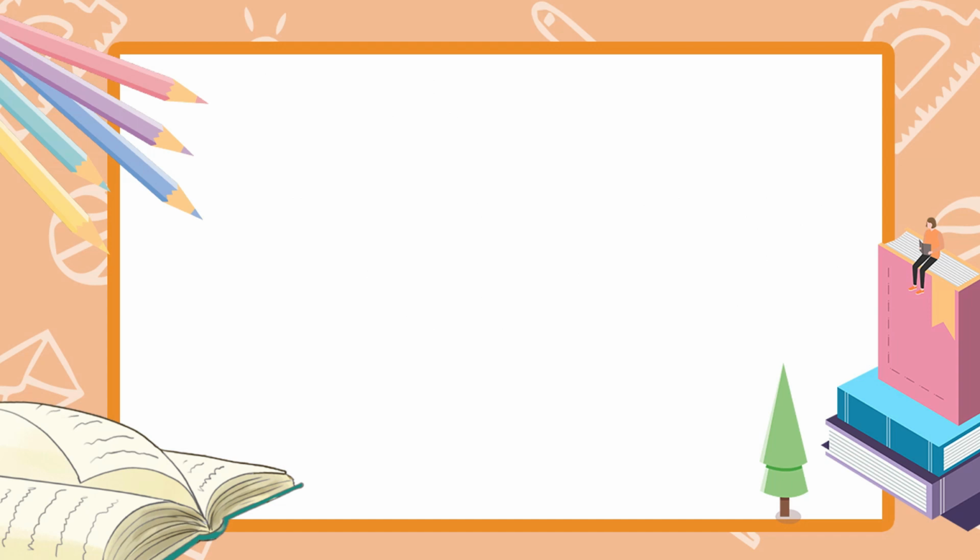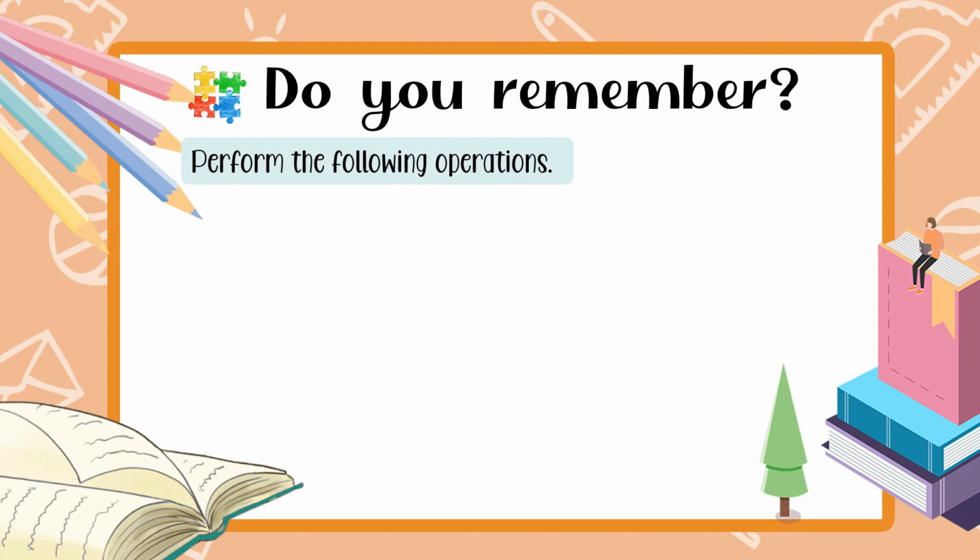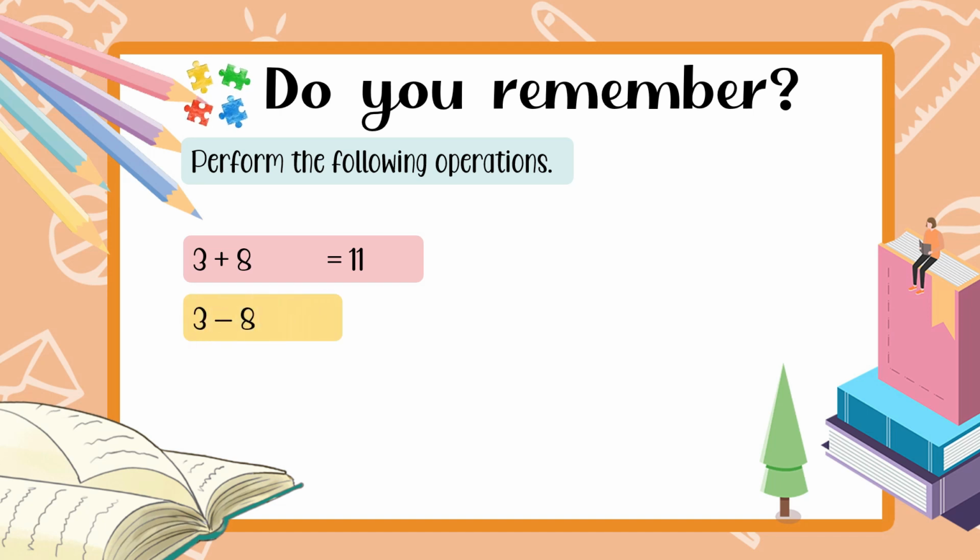But before we discuss our topic, let us have a review. Perform the following operations. The first one, we have 3 plus 8. We will get 11. Very good. Next, we have 3 minus 8. So, ang gagawin dito, ko-cha-cha, then proceed sa process ng addition. And we will get negative 5.